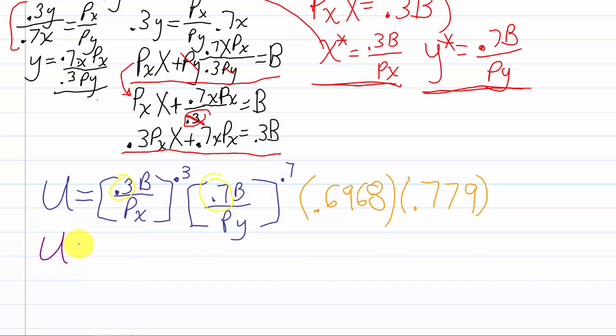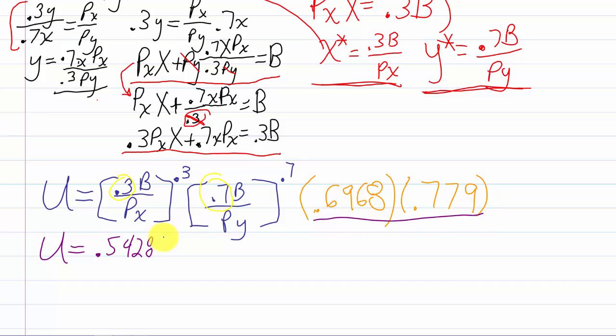So this is an indirect utility function because it's not a function of X and Y, it's a function of the budget and the prices. We can write it this way. 0.6968 times 0.779 is approximately 0.5428. So that's just taking care of those numbers.